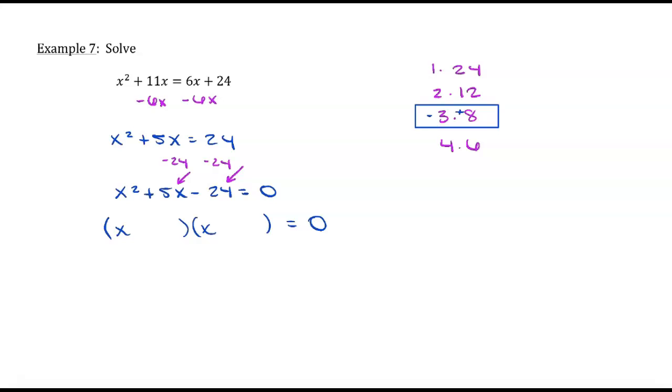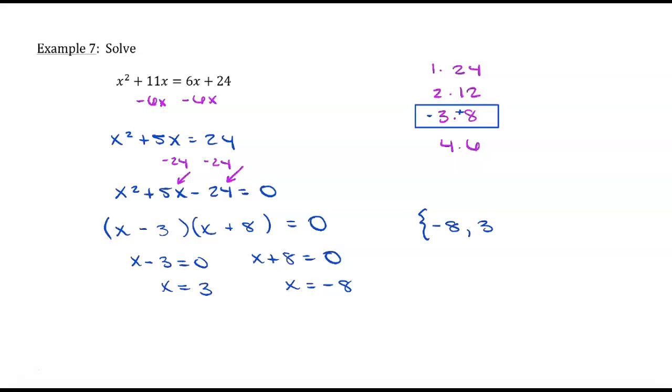of positive 5. Now we have x minus 3 times x plus 8 equals 0, and we can use our zero factor property. This means that x minus 3 equals 0 or x plus 8 equals 0. If x minus 3 equals 0, it must be true that x is equal to 3. And if x plus 8 is equal to 0, it must be true that x is equal to negative 8. So our solution set is the set of two values, negative 8 and positive 3.